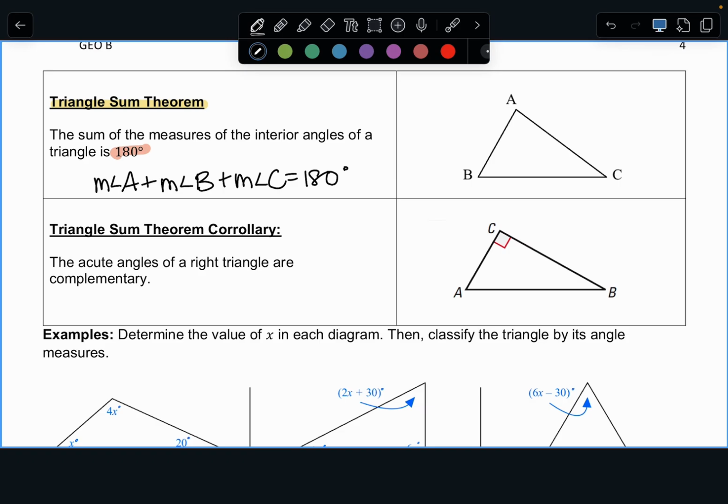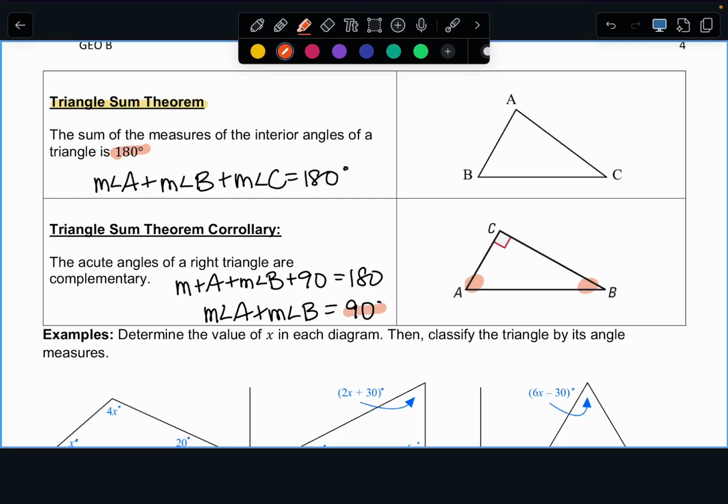Because of that, if one of these angles is 90, say angle C is 90, we set up the exact same equation, but we're plugging in 90 for angle C. If I just move this 90 over, the measure of angle A plus the measure of angle B is 90. So we use this theorem to also show that if you have a right triangle, the sum of the measures of the two other angles is 90.